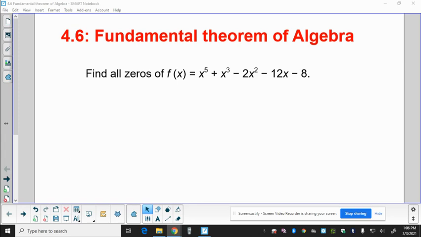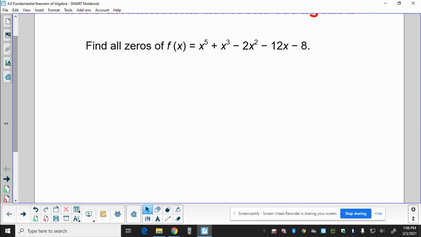So what I'd like everybody to do is consider, how do we solve this question? How do we find the zeros? Well, we got a problem. First of all, we can't factor that, so we have to rely on the rational root theorem. Let's go ahead and go to that.